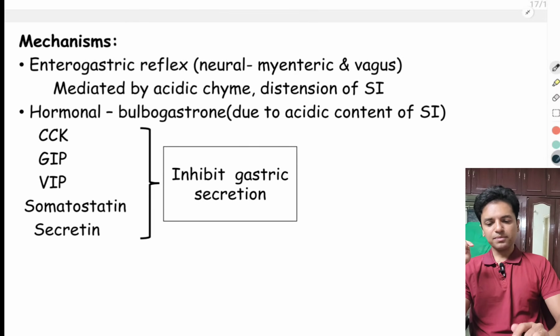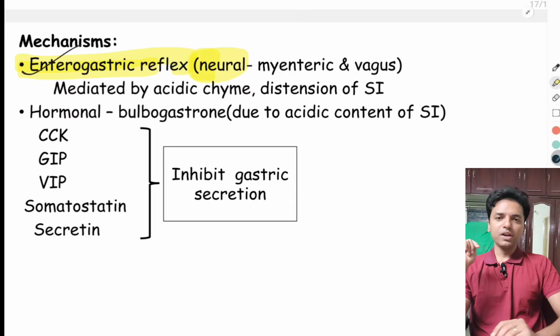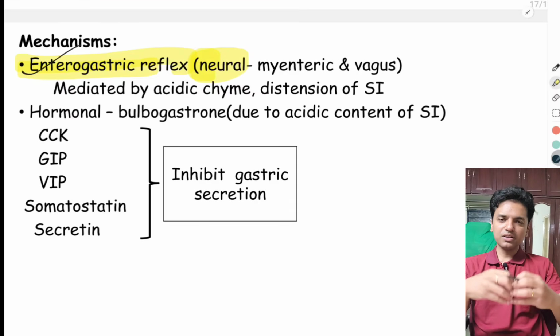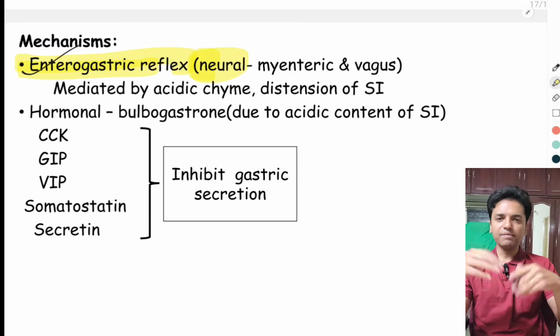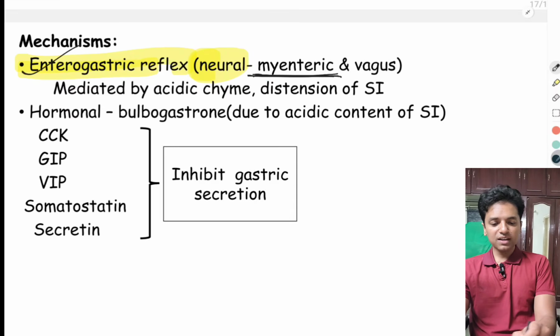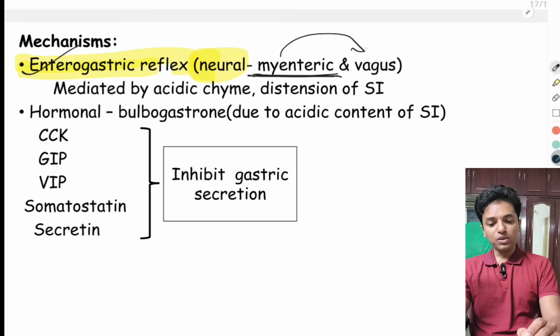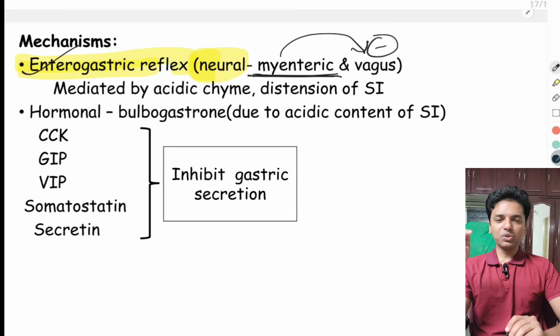So what are the mechanisms? The first mechanism is a neural mechanism, which is a very important point which you should never forget. This is called the enterogastric reflex. It is completely neural. Whenever the products of digestion or the food enter the upper part of the small intestine, there is distension of the small intestine, and this distension activates the myenteric nerve plexus present in the small intestine. The myenteric nerve plexus then inhibits the vagus. This is how there is an inhibition of the gastric juice secretion.